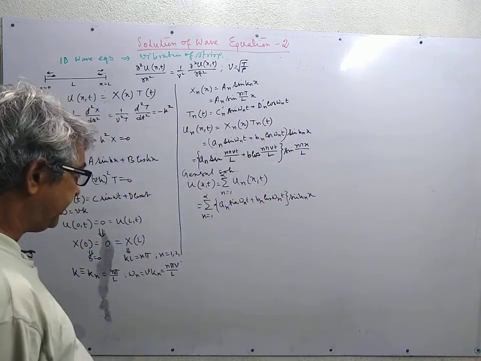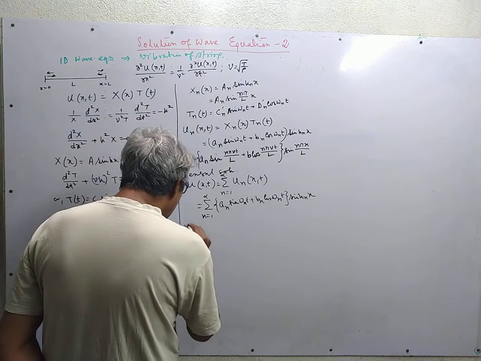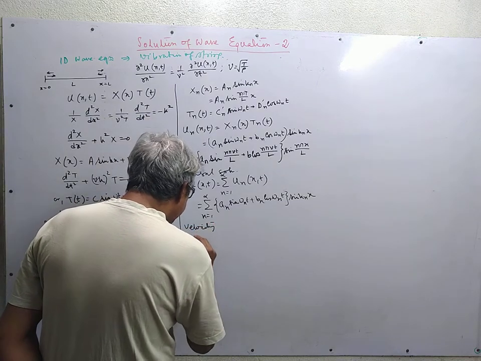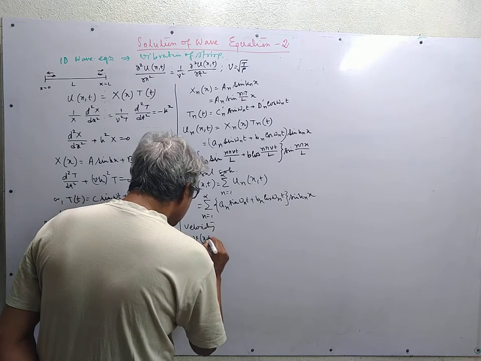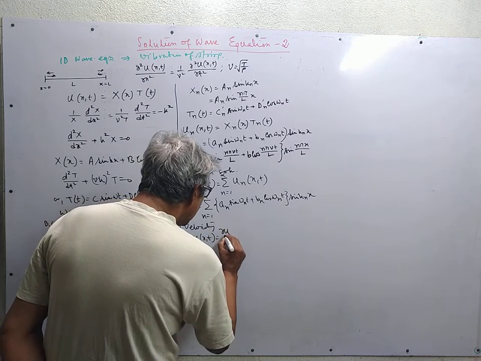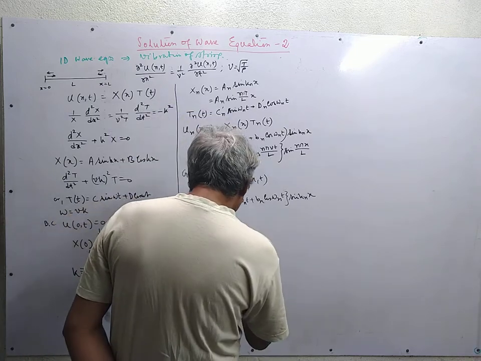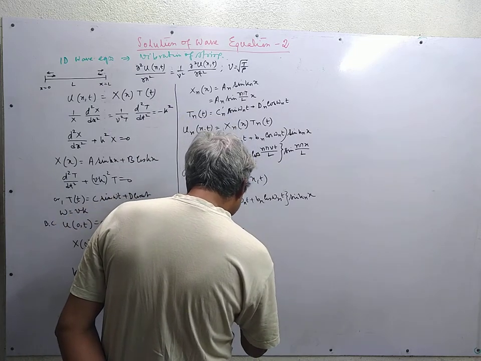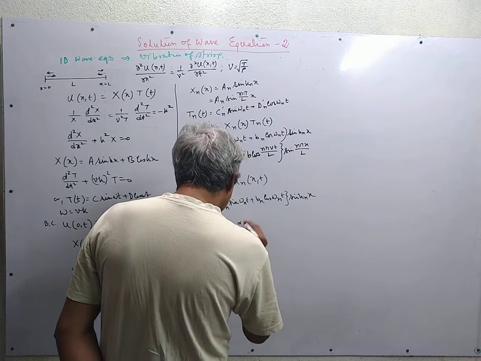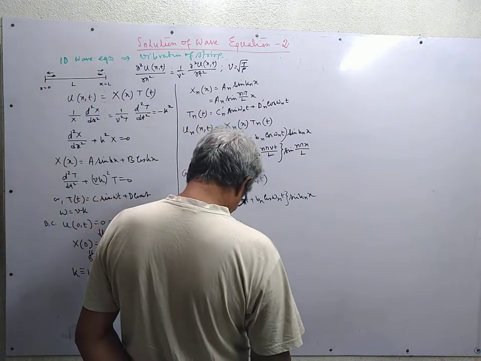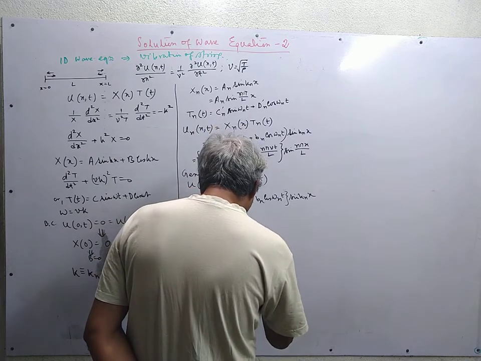and the velocity v at (x,t) is given by del u by del t. From this relation we get the velocity by differentiating partially with respect to t.